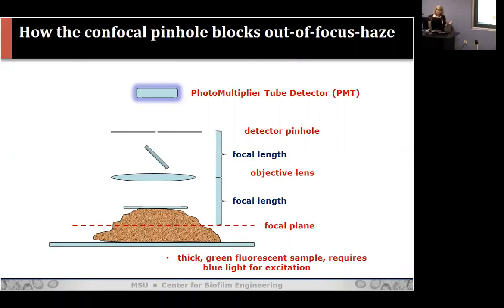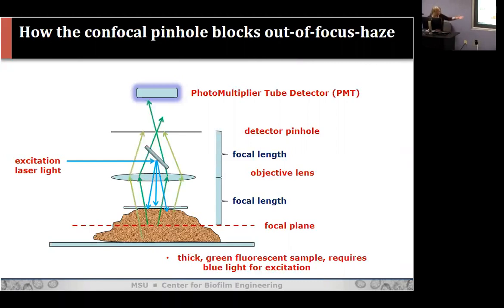If I have a green fluorescent sample, I need blue excitation light. There it is. I excite green fluorescence. And now we have green fluorescence coming from all areas of the biofilm that's been illuminated. But the beauty of the confocal is that only the green fluorescence coming from the focal plane can get back to the pinhole. So that's all you see. It's that simple. It may be a little more complicated, but the principle is that simple. So all you see is what's coming from the focal plane. So you don't see a three-dimensional picture. You see a flat image.